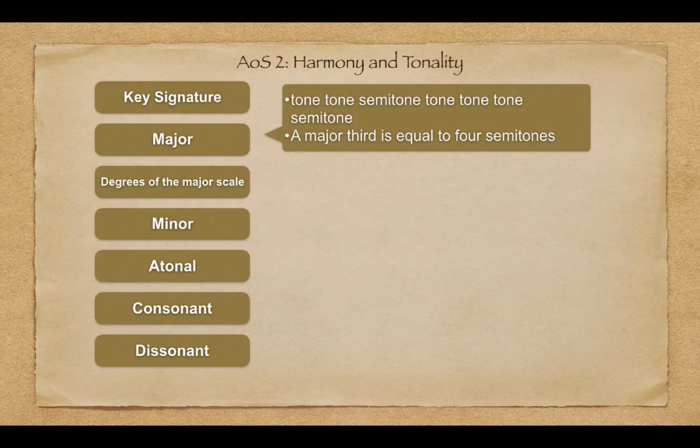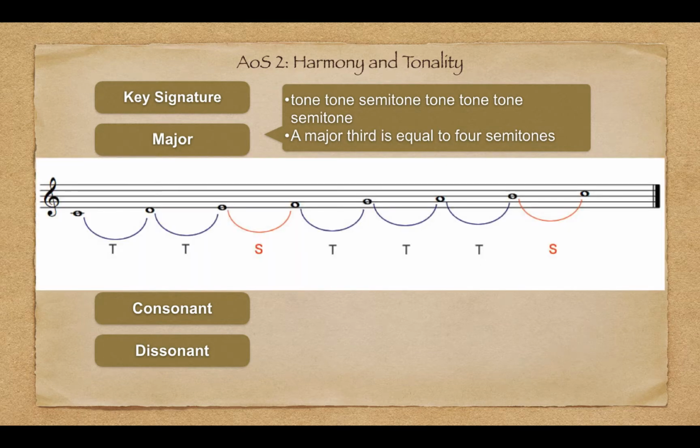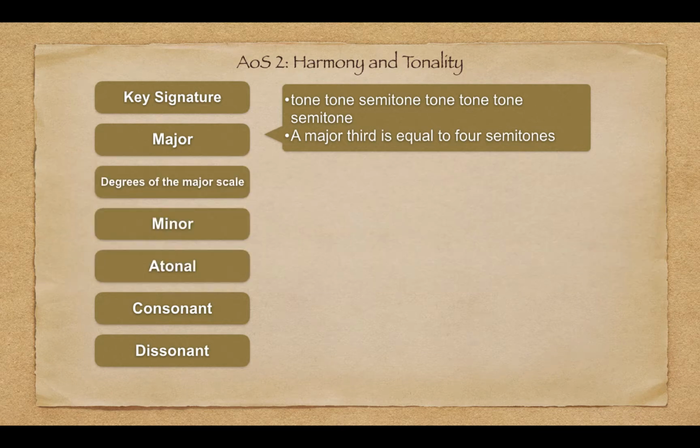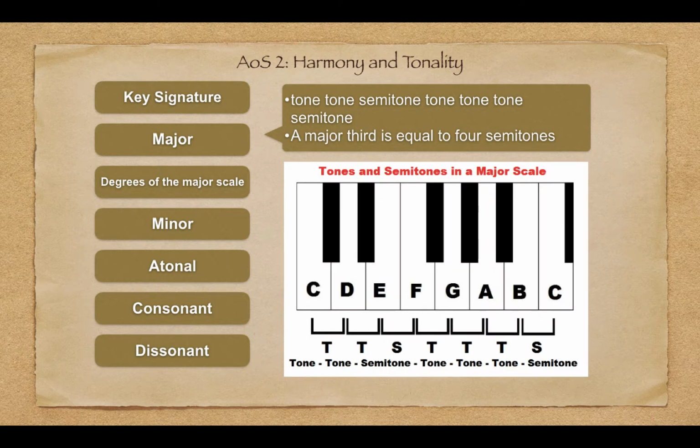Major. A major scale will always follow this pattern: tone, tone, semitone, tone, tone, tone, semitone. What we mean by this is the interval between each note of the scale. We could represent it in a few ways. The first is by writing the scale down on a stave and marking off the tones and semitones. The second is by showing the notes on a keyboard and marking off the tones and semitones.